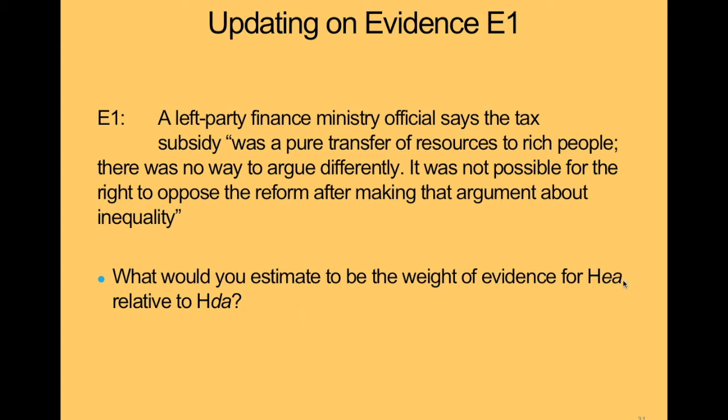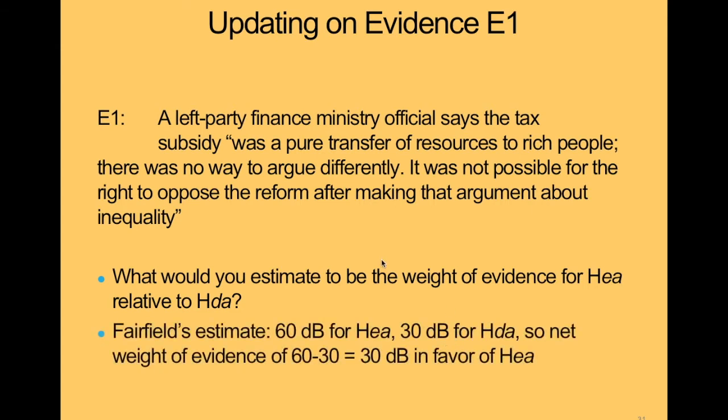So we might come up with our own estimate. Does it favor equity appeal by, let's say, 10 decibels, which is a pin drop, or 30, which is a whisper? I think in her own work with Andrew Charman, in this example, they say this is probably 60 decibels for the equity appeal, so pretty strong, and 30 for the declining assets. So for the net weight of this evidence, we just take 60 minus 30, or 30 decibels in favor of equity appeal, right? In other words, it's about the level of a whisper, not really strong evidence in discriminating between these two hypotheses, but something, okay?